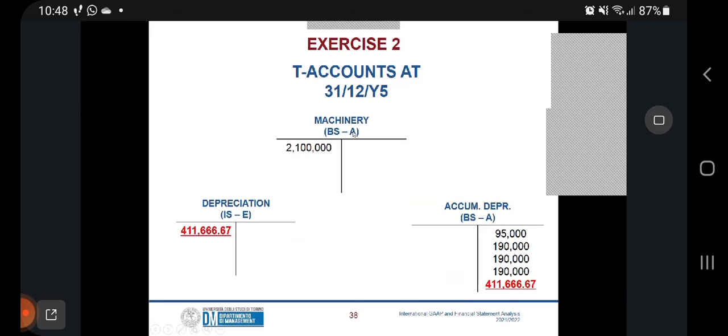Okay, updated the accounts at the 31st December year 5. Here there is the new depreciation charge, again an income statement expense, and then in order to hold the equation, you have to increase the value of the accumulated depreciation for the same amount.